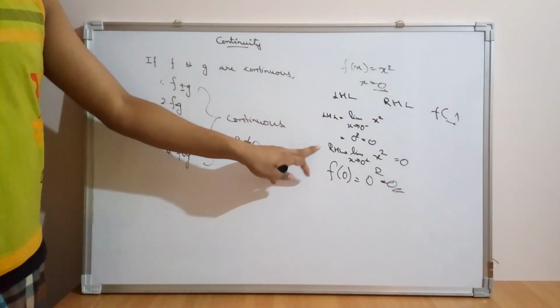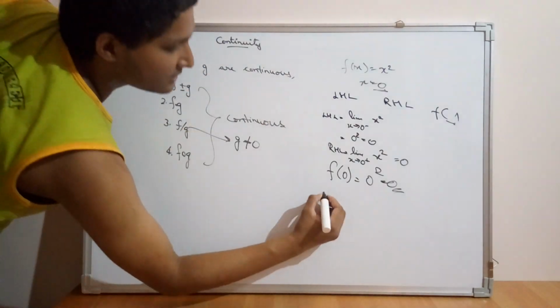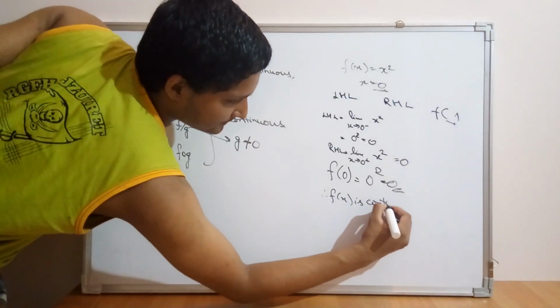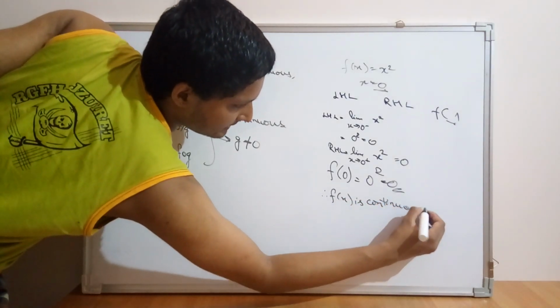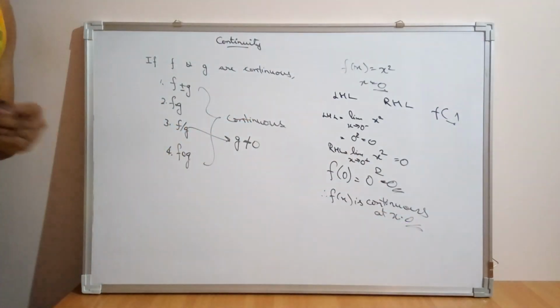Since LHL is equal to RHL is equal to f of 0, therefore f of x is continuous at x is equal to 0. That's all about example 2. Now we'll move on to one of the interesting examples, or we'll go to the exercise.